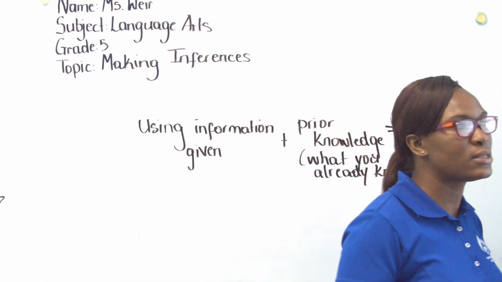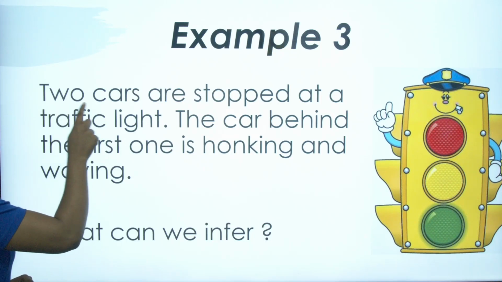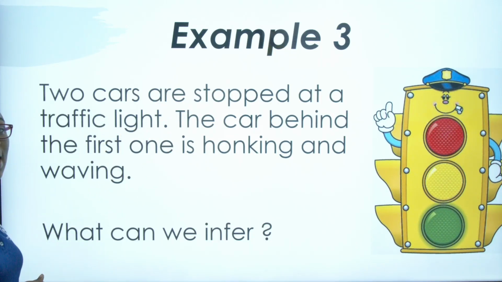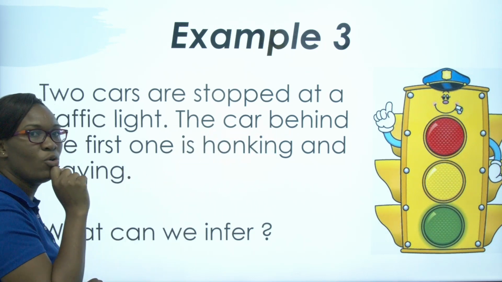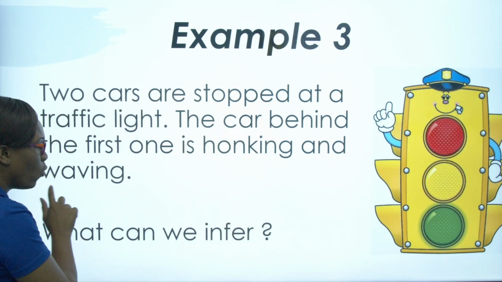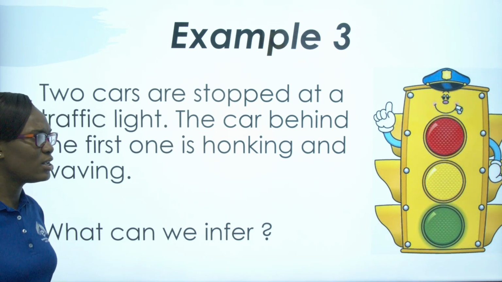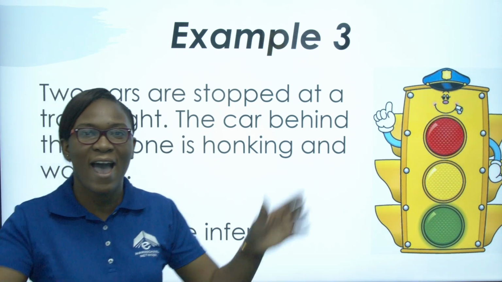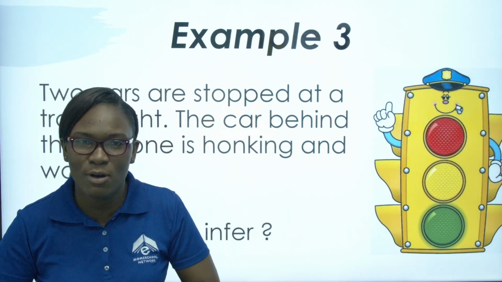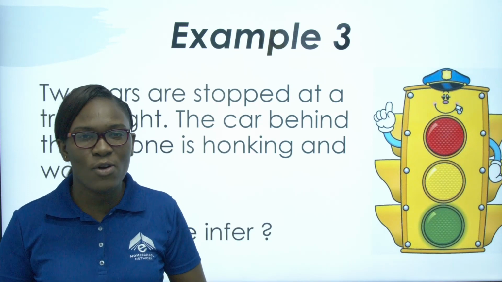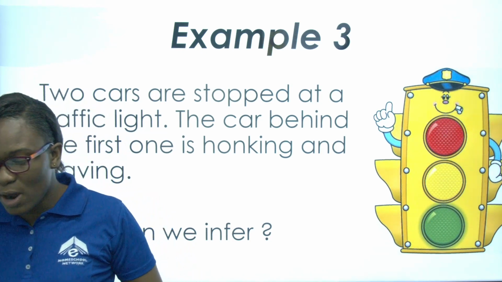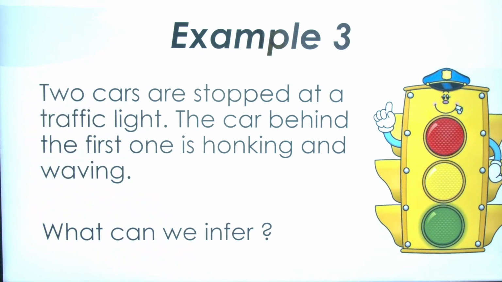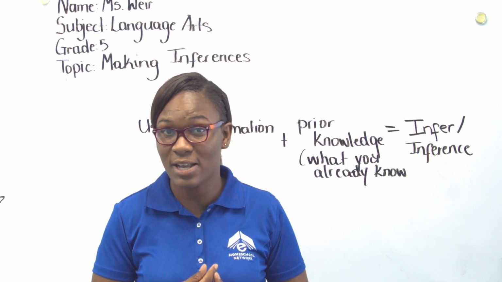So let's go back to it. Now, we know that there are two cars and it stopped at the traffic light, right? And the car behind the first one, what was he doing? Honking and waving. And he's not honking and waving because he's saying, hi, hello, how are you? No, this person needs to go. I don't have any time to waste, get out of my way. That is what I infer based on my own personal experience.